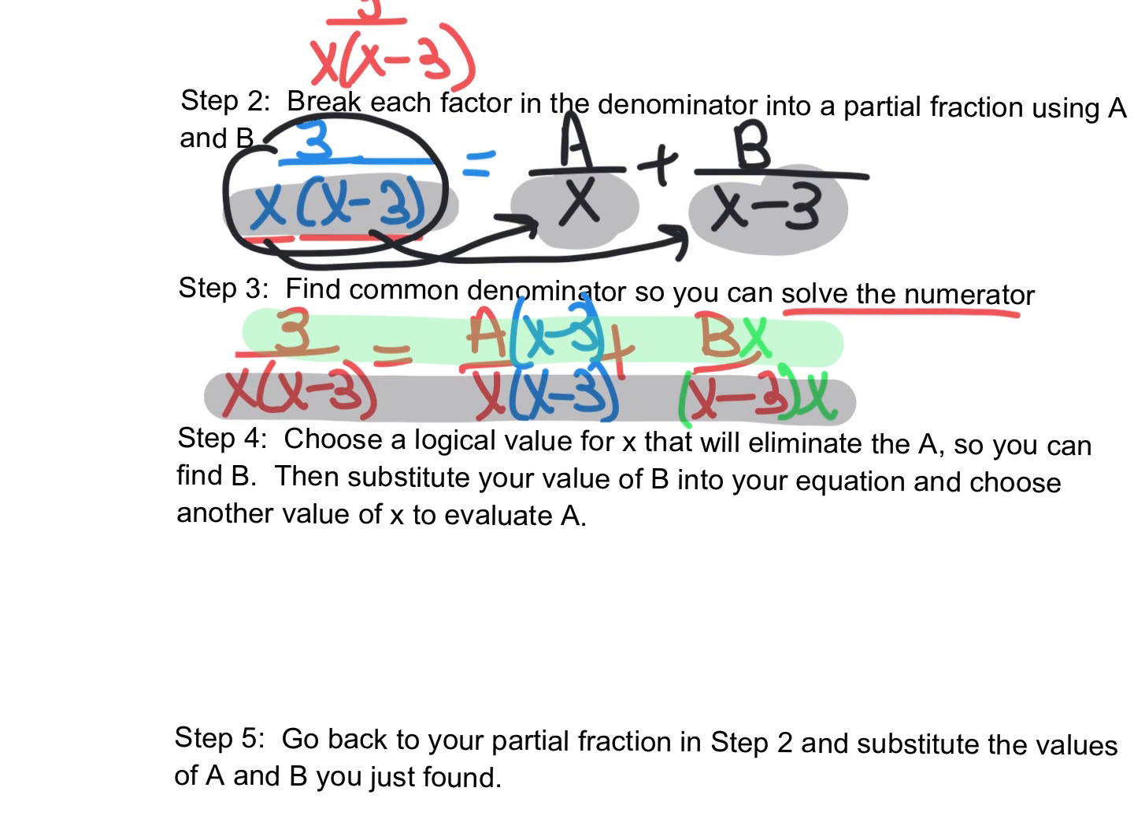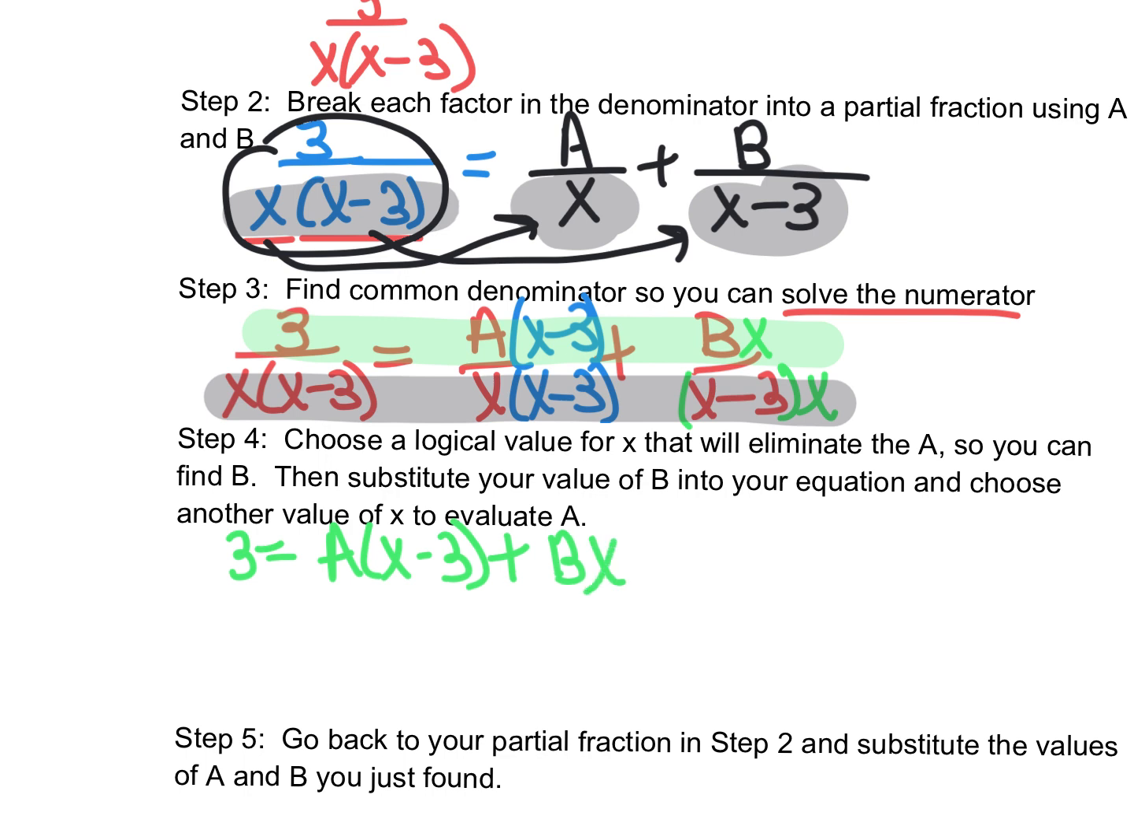Okay, so step 4. All right, we are just looking at our numerator now. We are just looking at what I have highlighted here in green. So we're looking at just our numerator. Since our denominator is the same, we can solve our numerator. So we're going to have 3 equals a times x minus 3 plus b times x.